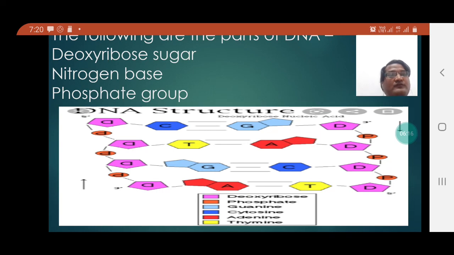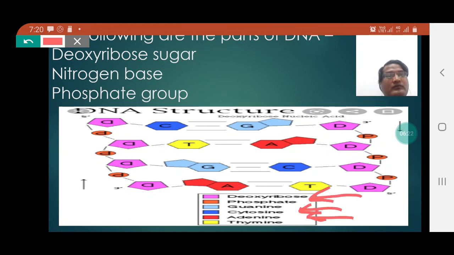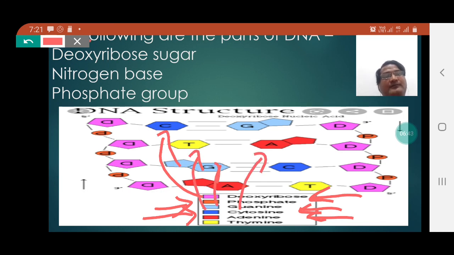Now students, with the help of this graphical representation of the different parts of DNA, we can also understand the different parts of the DNA.